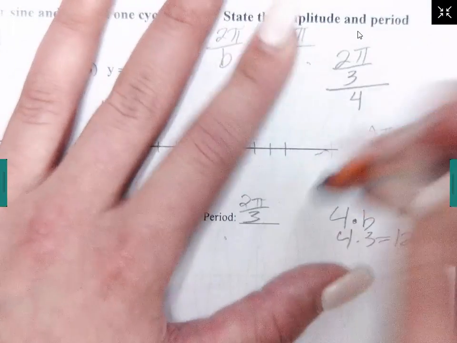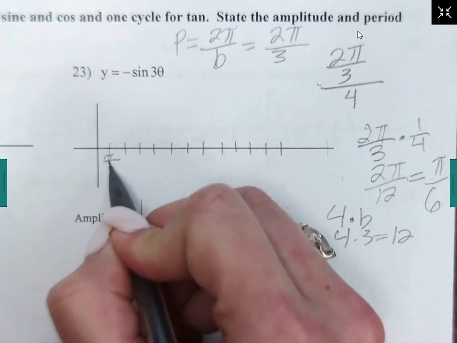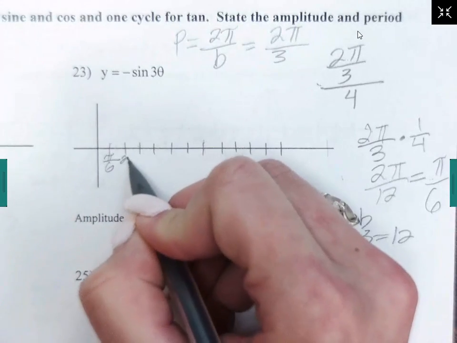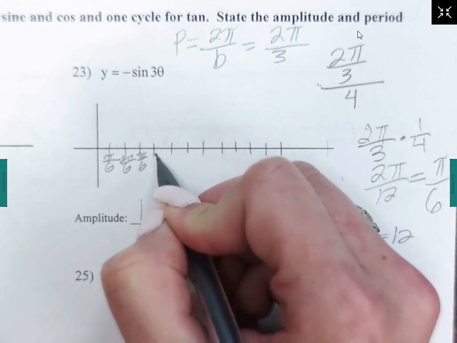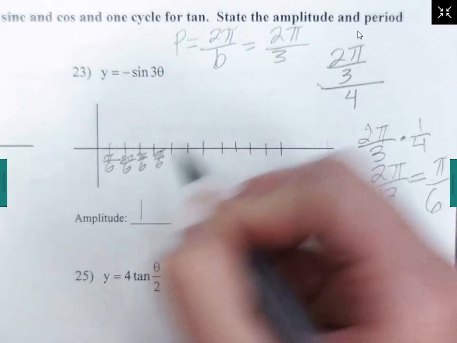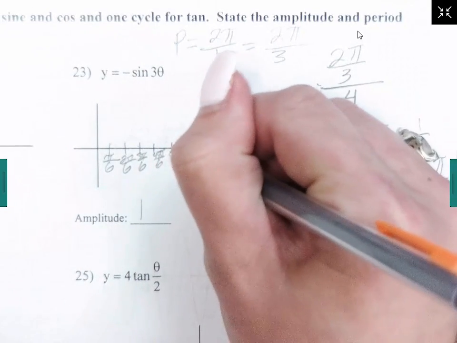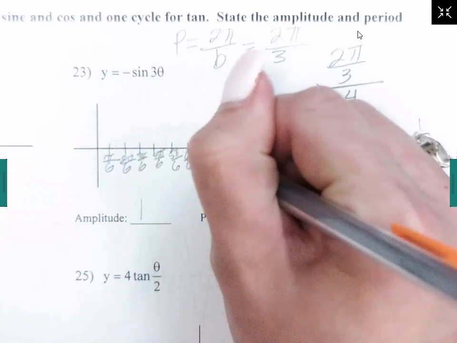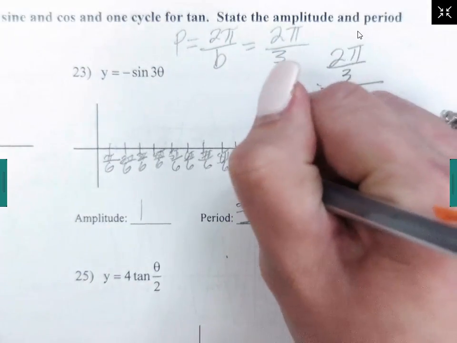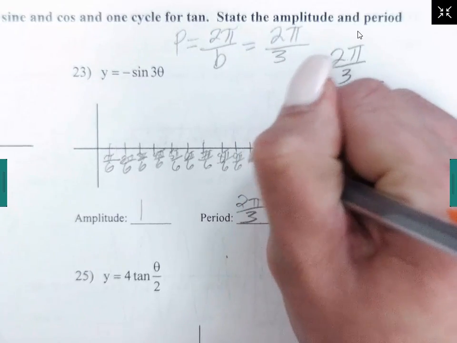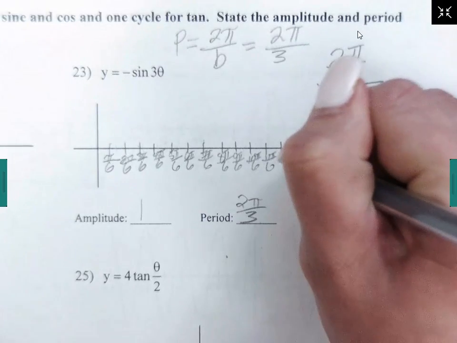All right, I just counted 12. So the first one is pi over what? 6. The second one is 2 pi over 6. 3 pi over 6. 4 pi over 6. 5 pi over 6. 6 pi over 6. 7 pi over 6, 8 pi over 6, 9 pi over 6, 10 pi over 6, 11 pi over 6, and 12 pi over 6.